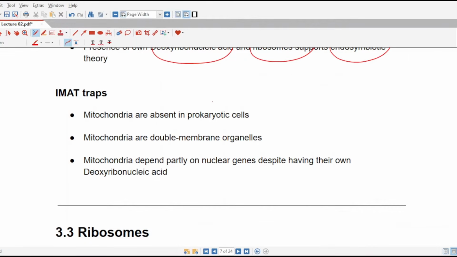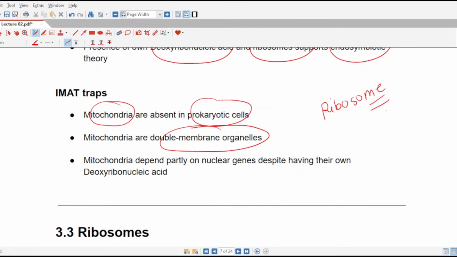These are the IMAT traps that prokaryotic cells doesn't have mitochondria. And mitochondria are double membrane organelles. Why is it said so many times? Because cell organelles can have 3 types of membrane. One can be double membrane, another can be triple membrane, or can be single membrane as well. And there are some organelles that doesn't have any membrane whatsoever. One famous example is ribosome. Ribosome doesn't have any membrane at all.